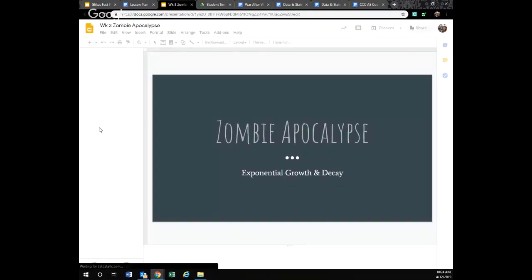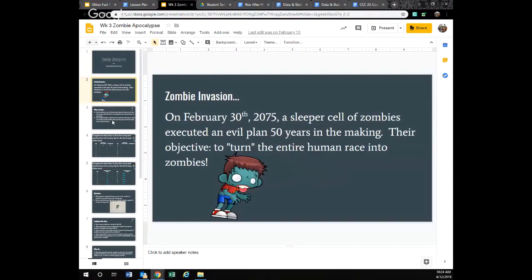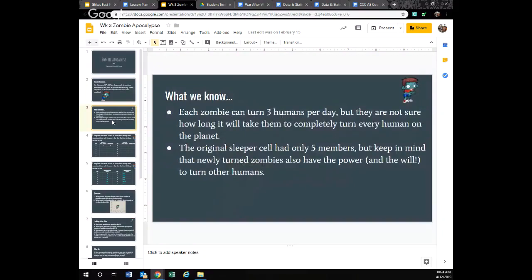This was a simple lesson that the students did about exponential growth and decay. It gives them a scenario where they have a sleeper cell of zombies and so many zombies turn each day, and the students have to figure out, okay, how long will it take for everyone to be a zombie? How many zombies will there be on day 6? How many zombies will there be on day 8? Later, they come up with an antidote, and then they have to figure out how long it will take to treat all the zombies. And so it's kind of a fun activity.